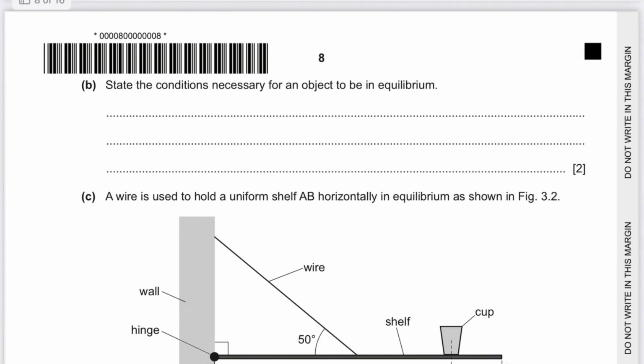B. State the conditions necessary for an object to be in equilibrium. The two conditions that need to be met are that the resultant force acting on the object must be 0 and the resultant torque must be 0. That is, the object needs to remain in linear and rotational equilibrium. It cannot be moving either in a linear pattern or in a rotationary pattern.